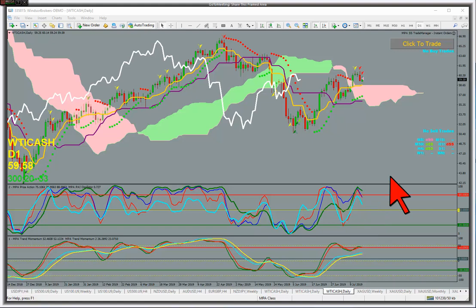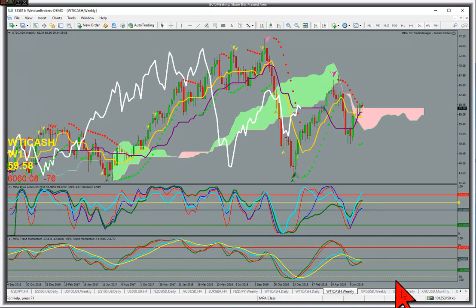Is it going to slingshot higher, or is the daily going to go from overbought to oversold? Overbought to oversold. Which one is it going to do? Well, to get some insight into what it might do, you first look at the weekly and ask, what's the weekly doing? Right now, the weekly is up.